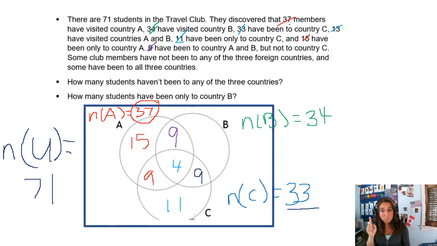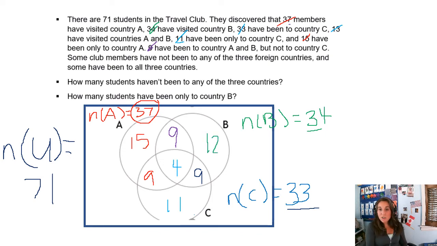And now, again, pause the video and see if you can figure out how that helped us. So hopefully you could see that now we can zoom in to country B because we have all but this one piece figured out. So if there's 34 students in total who visited country B, we can figure this piece out because we have 9 plus 9, which is 18, plus 4, which is 22 students already accounted for. So that means, let's see, to go from 22 to 34, we would need 12 more. So there's got to be 12 students.